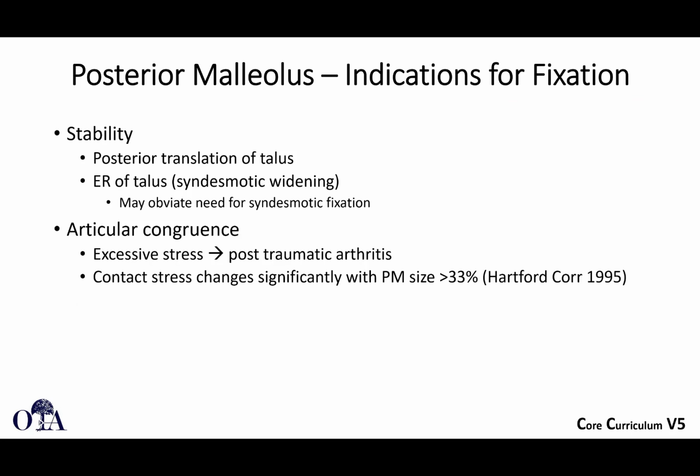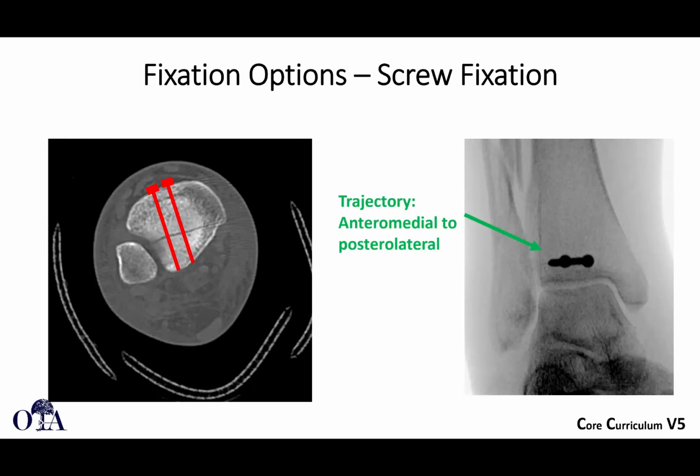Another reason you may want to fix the posterior malleolus is for articular congruence, right? And we talked about this in the previous video that increasing tibio-talar contact takes stress off of the remaining portion that's in contact. What that means is that if you take away part of the articular surface, you're now increasing that tibio-talar contact stress to everything else that's left behind. So to distribute the stress better, it's probably better to consider fixing these.